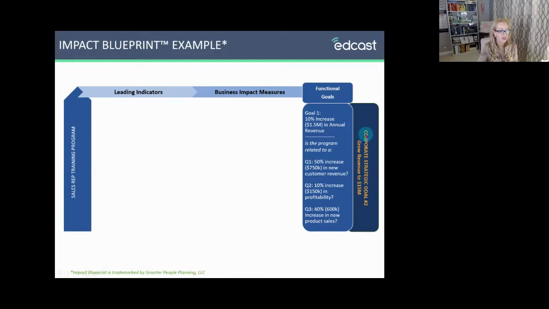And by the way, this is just showing, I said corporate strategic goal number two, because you have multiple strategic goals. You could build this impact map, impact blueprint, for any of your strategic goals. So for this example, I picked one strategic goal of driving revenue. Okay, so we've got our strategic goal and we've got our functional goal.